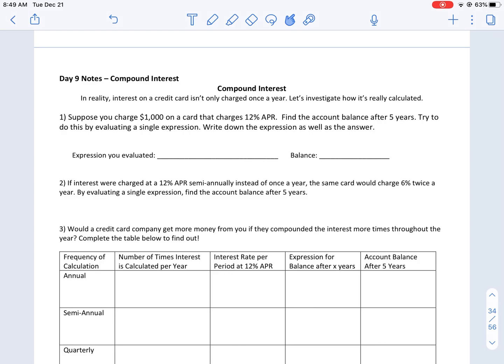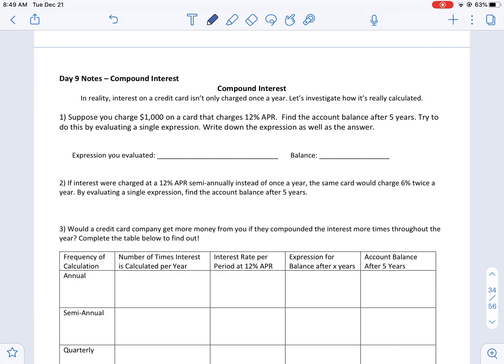So today we're going to look at another type of interest, compound interest. When we talked about yesterday, a credit card charges interest once a year, but in reality they do it more than that. So suppose you charge $1,000 on a card that charges 12% APR. Find the account balance after 5 years.